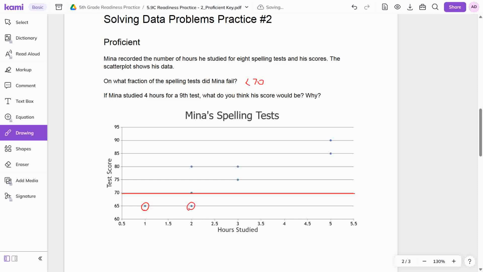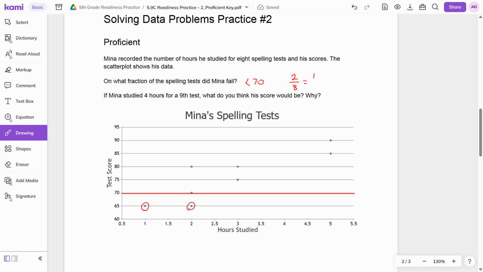Okay, so on what fraction? So it's going to be 2 out of, well, we already said 8. There's 8 total spelling tests. So 2 out of 8. Now, we can simplify that by dividing the numerator and denominator by 2.